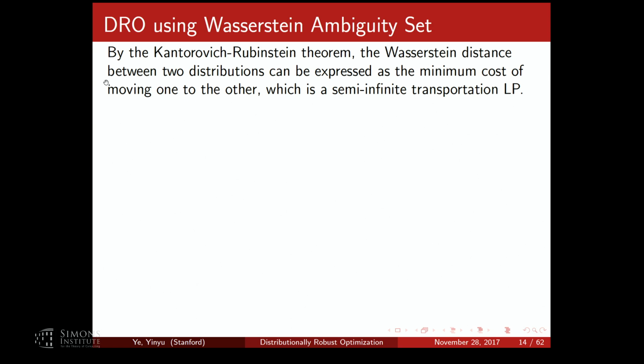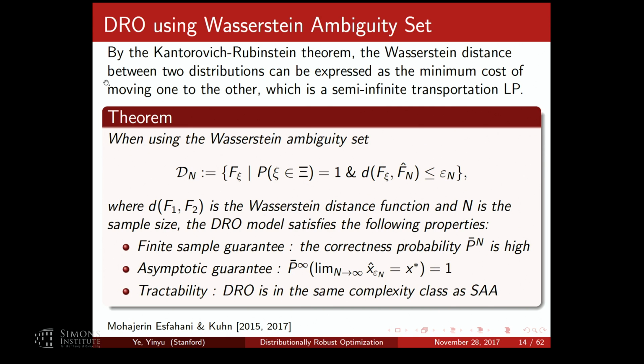And there was also a third way, the Wasserstein kind of distance between two distributions. These two distributions can be expressed as the minimum cost of moving one to the other, which turns out, if you use the L1 cost, to basically become a semi-definite linear programming problem. In this case, you have the sample distribution and the true distribution, and you want this distance to be less than something. The underlying function is actually the minimum value of a linear programming problem.